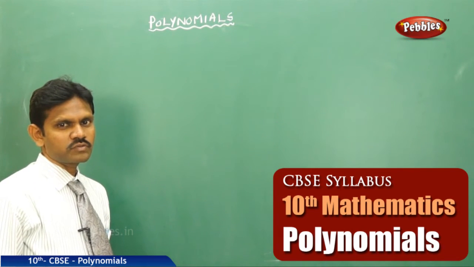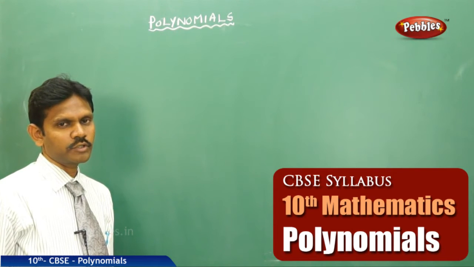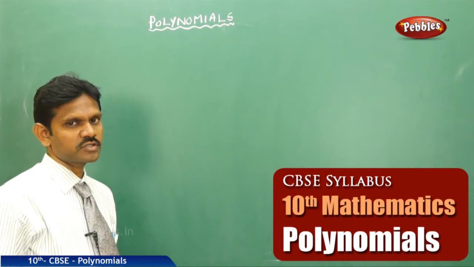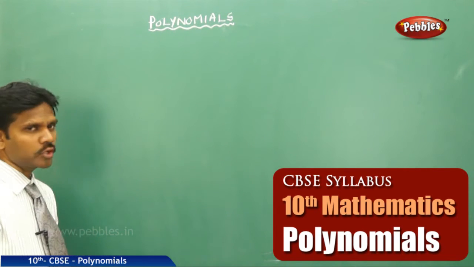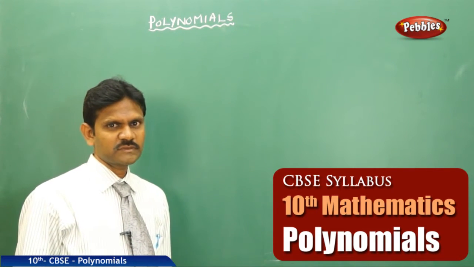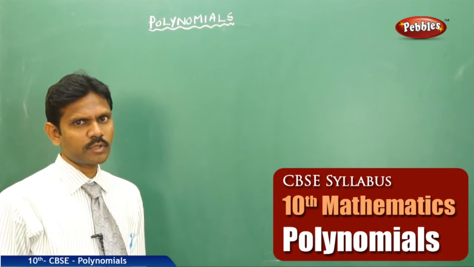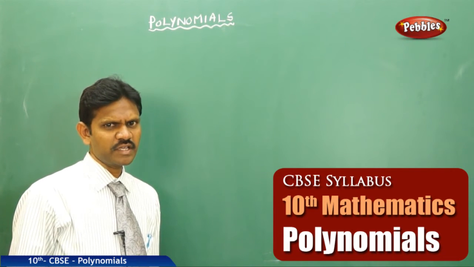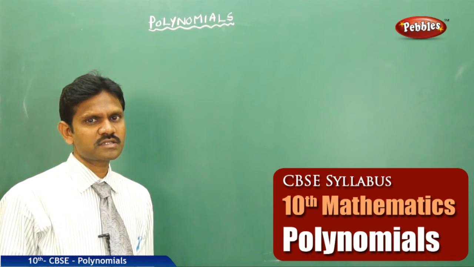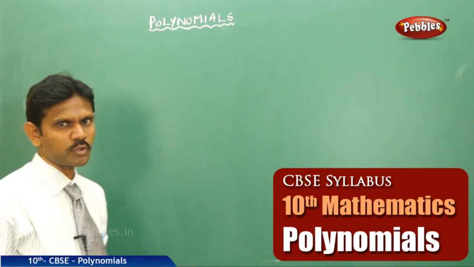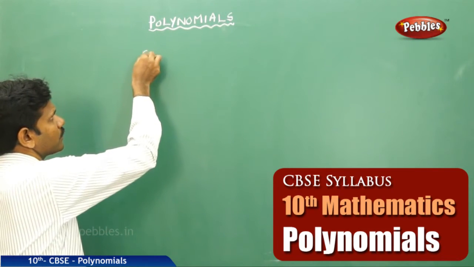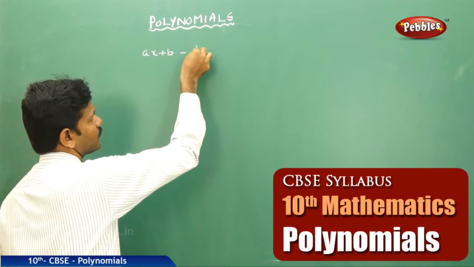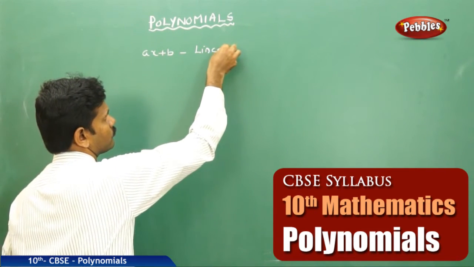Today we are going to discuss one of the important chapters, polynomials, of the CBSE board. Okay, let's start with the introduction. Polynomials are of different kinds, that is linear polynomial, quadratic polynomial, cubic polynomial, depending on their degree. If the highest degree is 1, that is called a linear polynomial. For example, ax plus b is a linear polynomial.